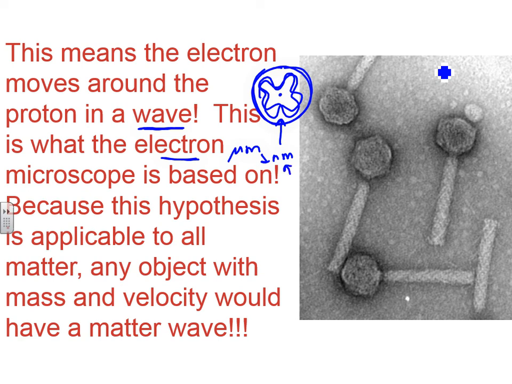Now, this idea is applicable to any object, technically even a basketball or something. I guess that would be a softball. But the frequency of a big piece of matter is so insignificant that we can technically ignore it. But it is significant for things like electrons.